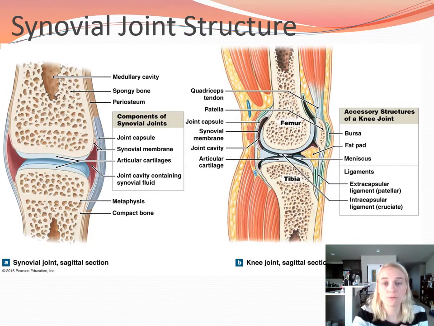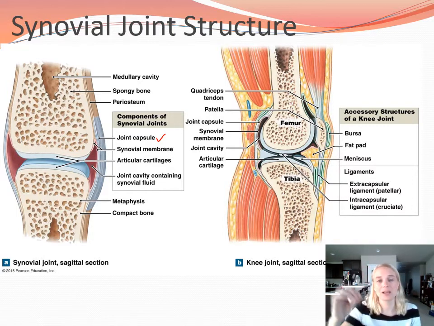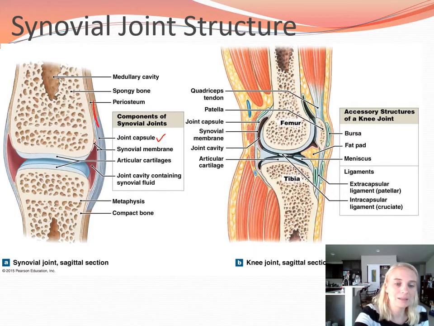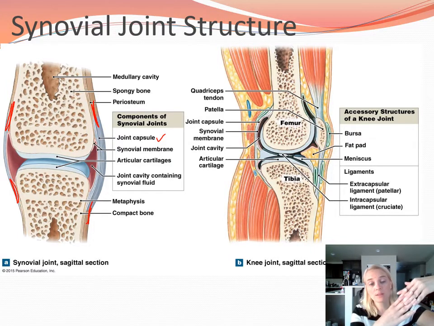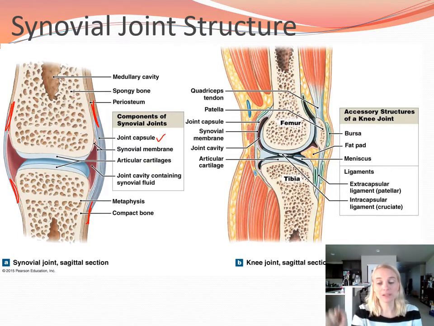So it's listed here, the four things that all synovial joints are going to have. One, they have a joint capsule. So a joint capsule connects the two articulating bones together. So if you'll notice, the connective tissue of a joint capsule, which is usually dense irregular connective tissue, blends in to the periosteum on either side of the articulating bones. So it's very tightly connected. Those collagen fibers of the periosteum blend with the collagen fibers of the joint capsule. Okay, so that's one.